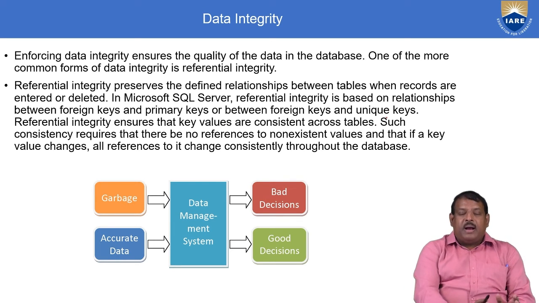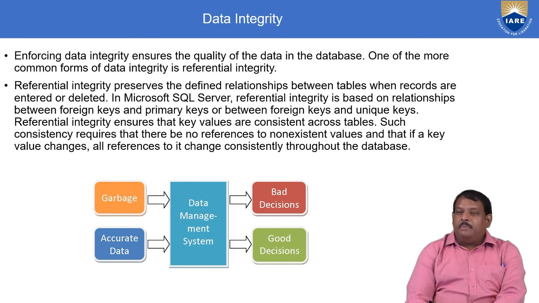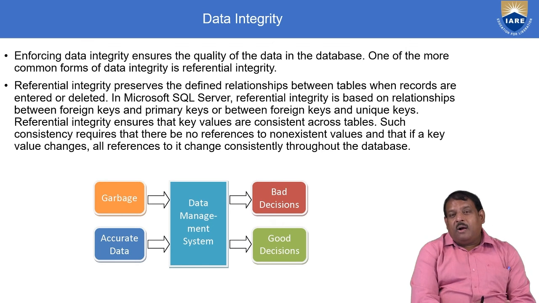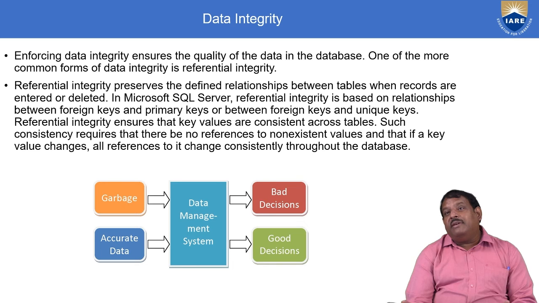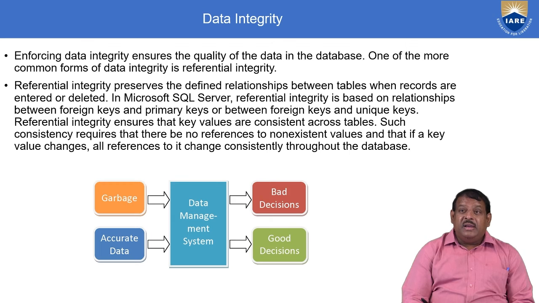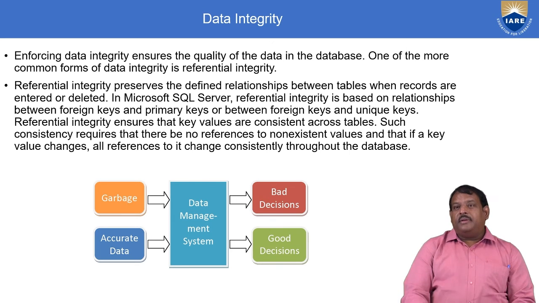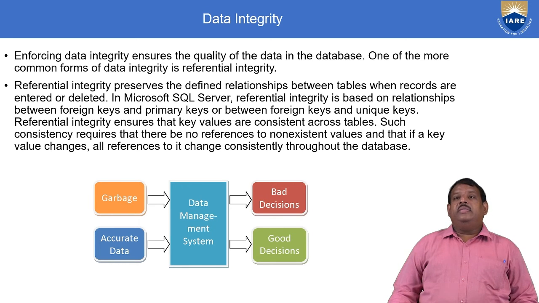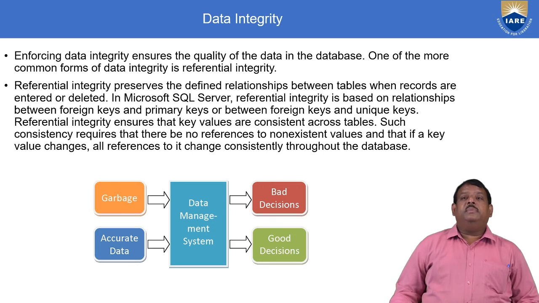That means I have a master table, and I have many child tables: roll number, student number, then a library table, a fees table, then scores. If I change the value at one place at the primary, automatically it will be changed at various places, because all these are part of a relation. Everything is controlled by the relation. Such consistency requires that there are no references to non-existing values, and if a key value changes, all the references to it will be changed.